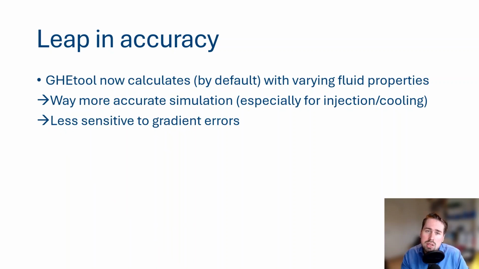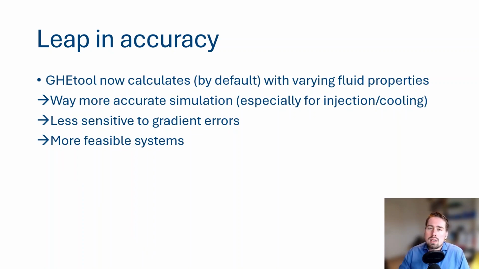Another main advantage of this improvement is that we are less sensitive to gradient errors. Now, if you recall our discussion on that, when you use GHEtool to calculate the required depth and you're drilling deeper, the ground heats up and it becomes harder to cool your building or to inject the heat into the ground. And this can cause gradient errors. Now, with this improvement, since this higher temperature also improves the effective borehole thermal resistance, there are way more suitable solutions when you use this method.